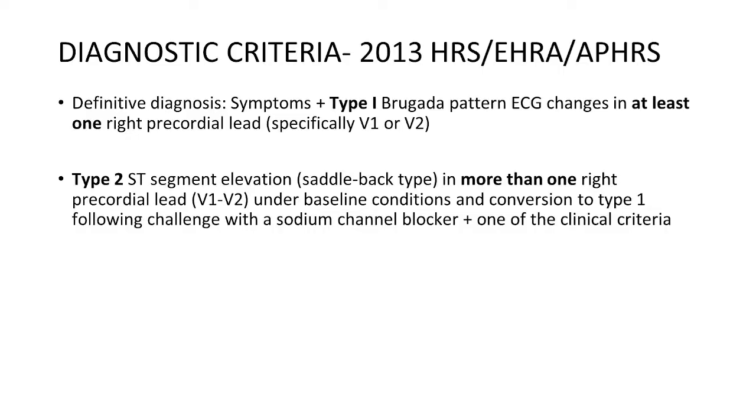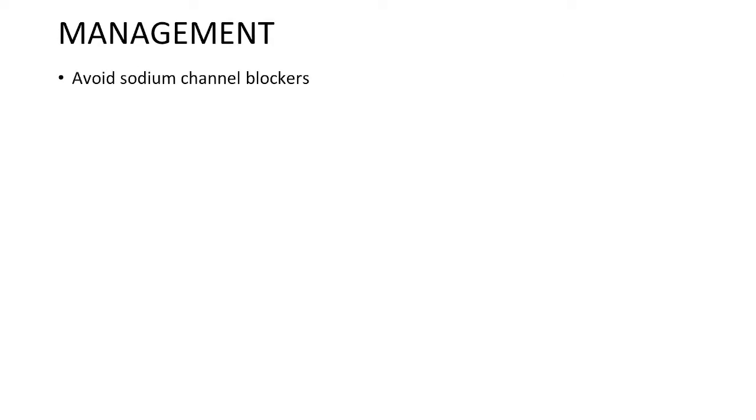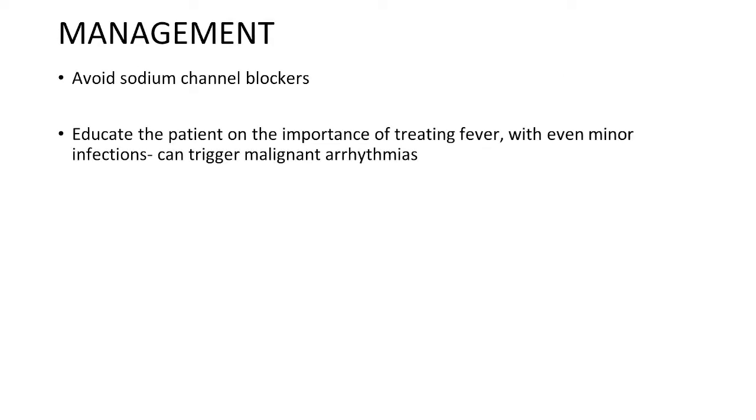So these are the diagnostic criteria of Brugada. Management, again, avoid sodium channel blockers, and in such patients, minor fever-like infection or any infection can trigger malignant arrhythmias. So what happens is that in Brugada there is sodium channelopathy, so there will be overactivity of the potassium channels. So what happens is that there will be a voltage gradient created.